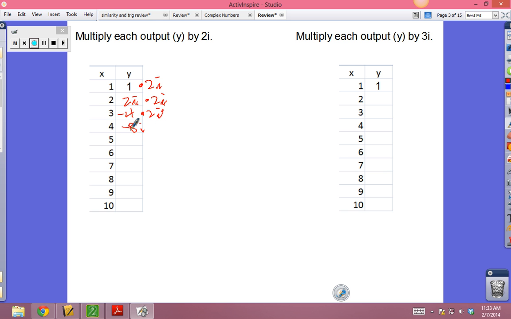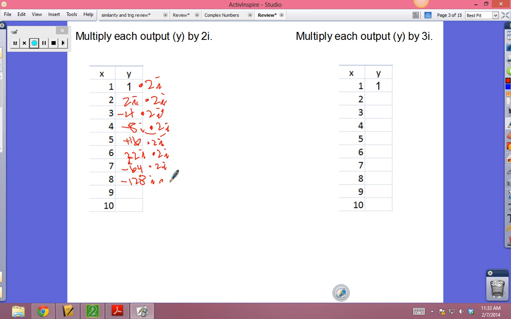So this next one, a -8i times 2i, a -8 times 2 is a -16, but I times I is a -1, so it's going to make that +16. 16 times 2i. 16 times 2 is 32i. 32i times 2i is going to be a -64. -64 times 2i, -128i.